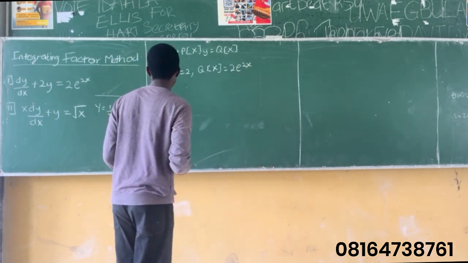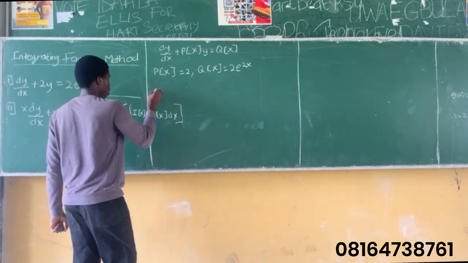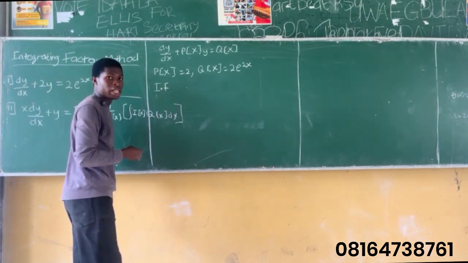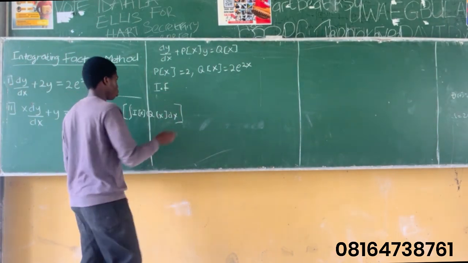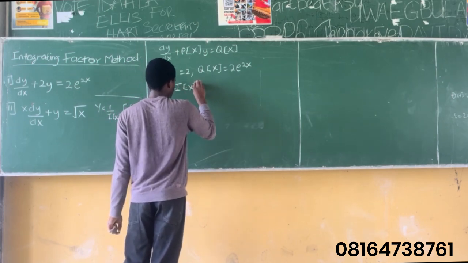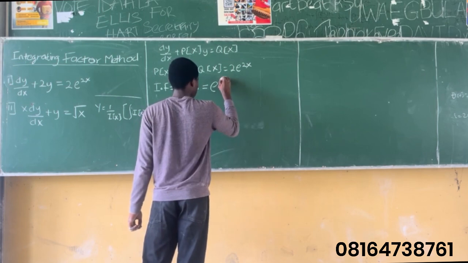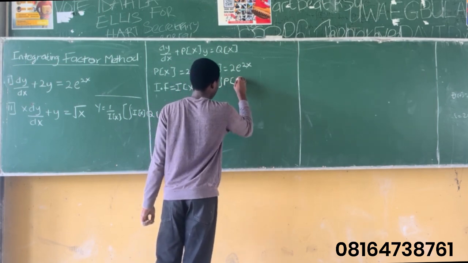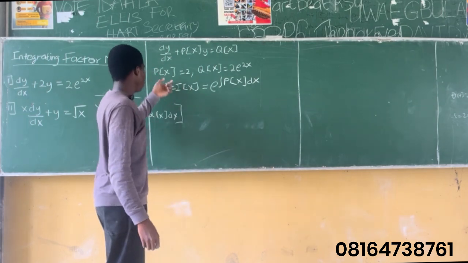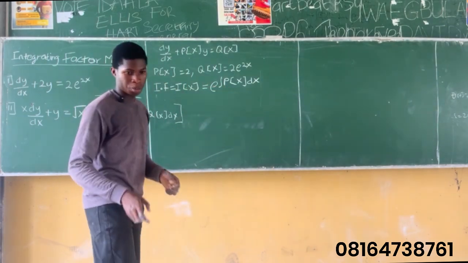So in order to make use of this formula, we have to find the integrating factor. The integrating factor is represented as IF. Some textbooks call it I of x. So let's write that out. The simple formula is e raised to the integral of p(x) dx. So where you see p(x), you're going to put it here and work out the integrating factor.